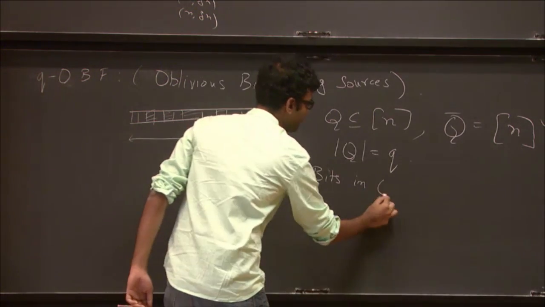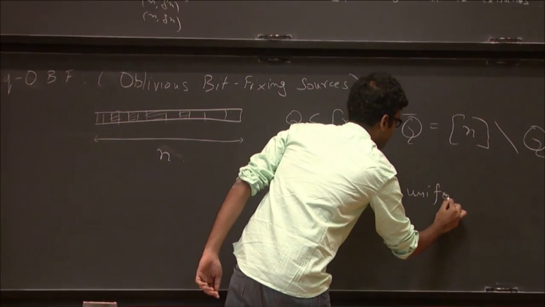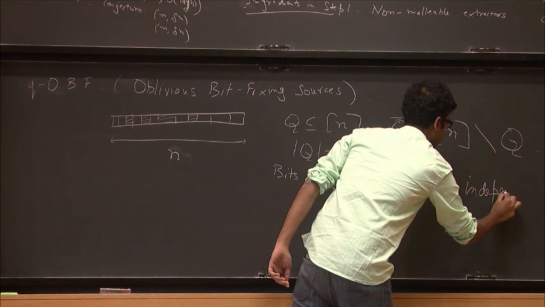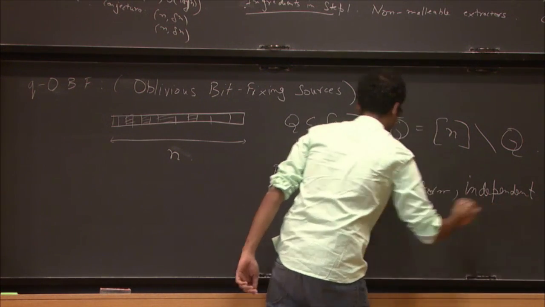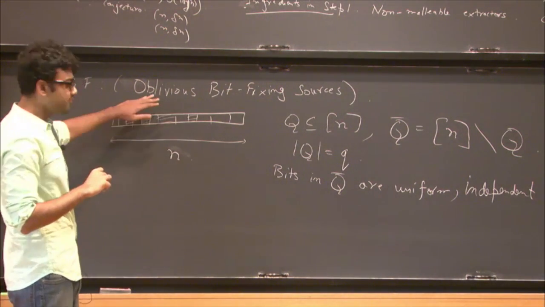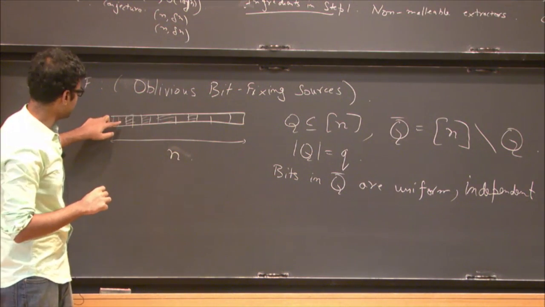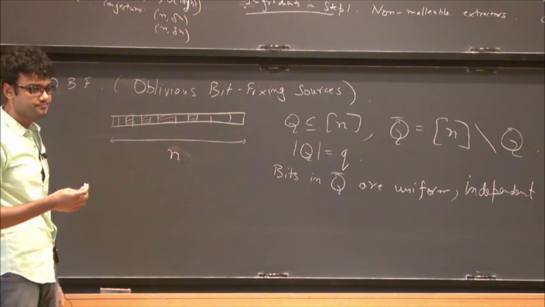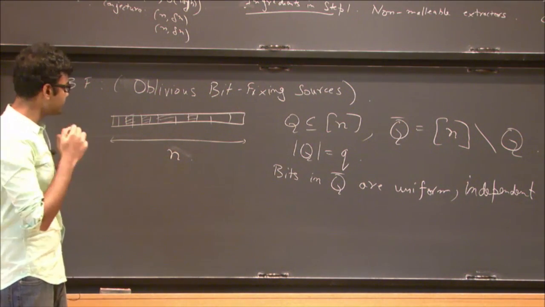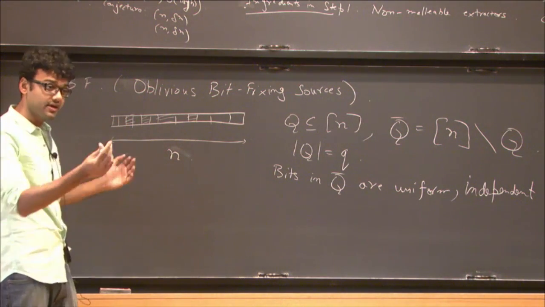So the bits in Q bar are uniform and independent, and it's oblivious if these bad bits do not even depend upon these good bits. So suppose we get us, is that clear? Yeah, the bits in Q are fixed.